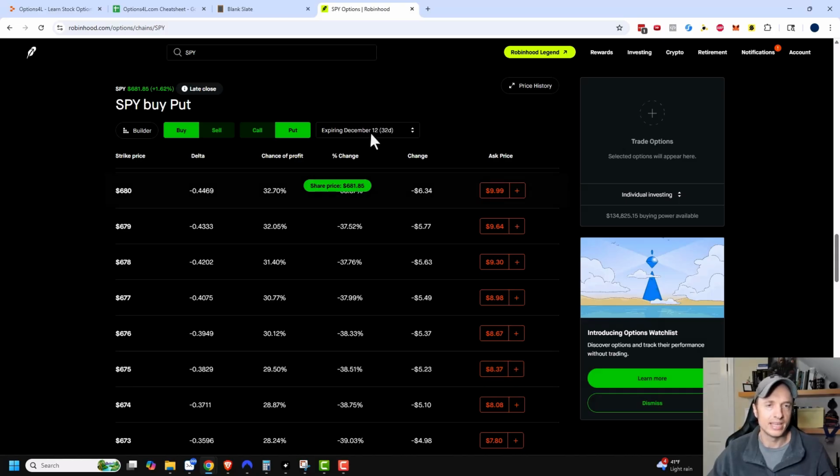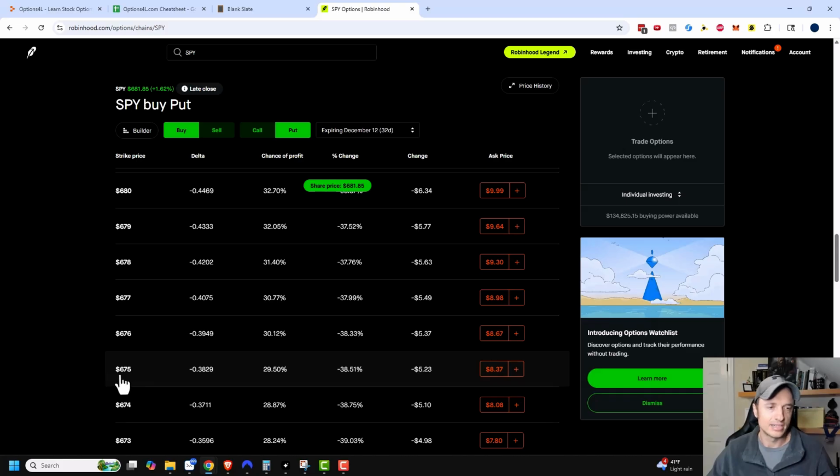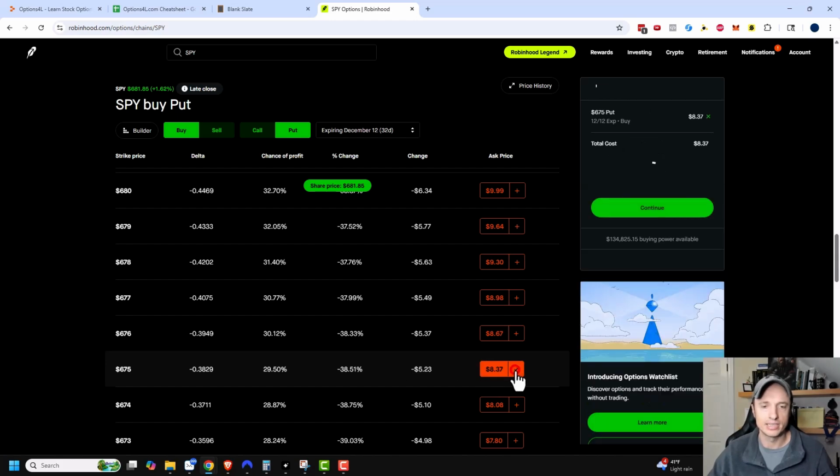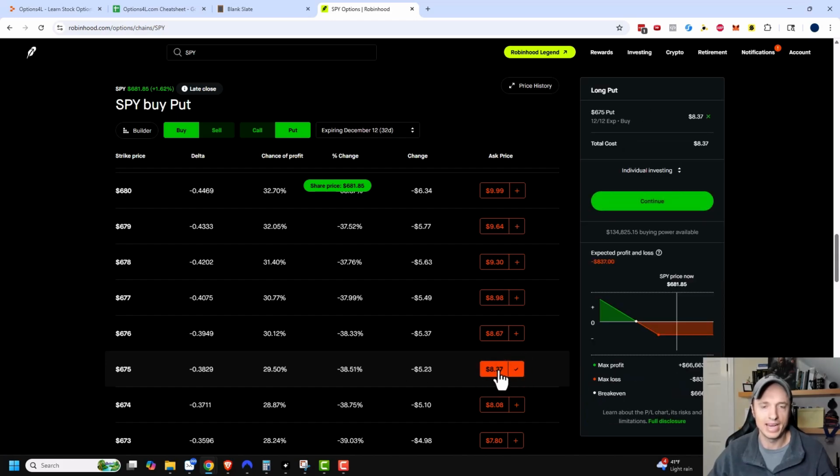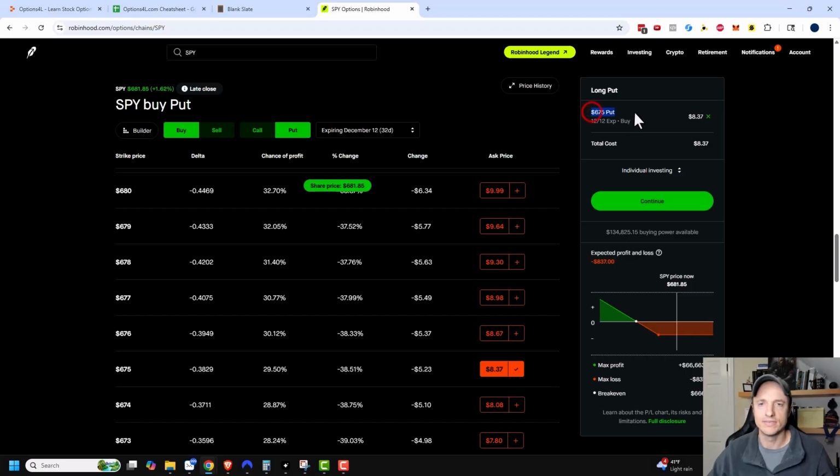So let's say we think in the next 32 days, to the next month, it's going to drop to less than $675 per share. And we can see that this particular put option costs $8.37. To add it to our order, we can just click the plus button right here, and we've added it to our order. So a $675 put option, and we can see right here that our max profit is $66,663, and that's if SPY goes to $0.